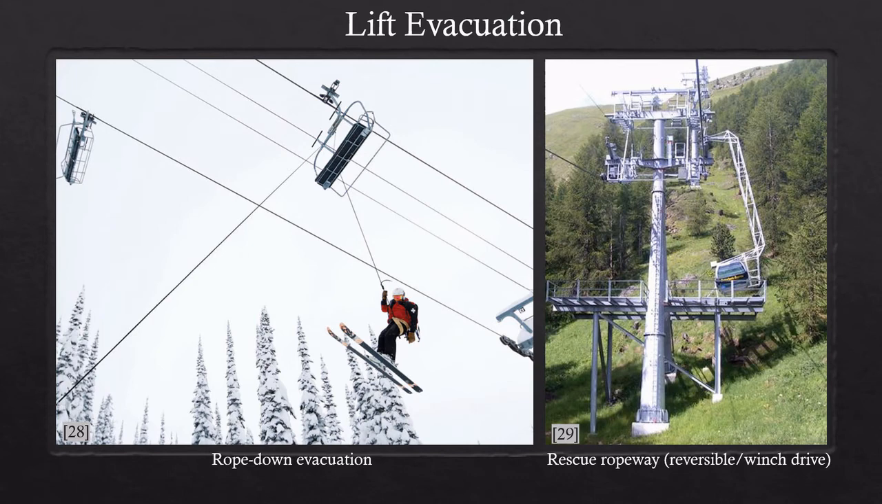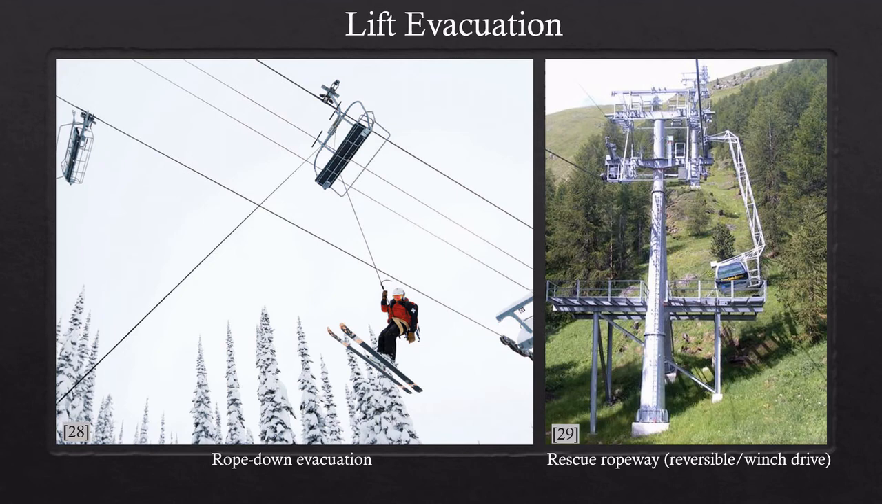However, in the most extreme and emergency situations, a full evacuation may be necessary. A rope-down evacuation is a process where trained personnel will reach the stranded carriers using the haul rope and use our system of ropes to safely lower passengers to the ground.